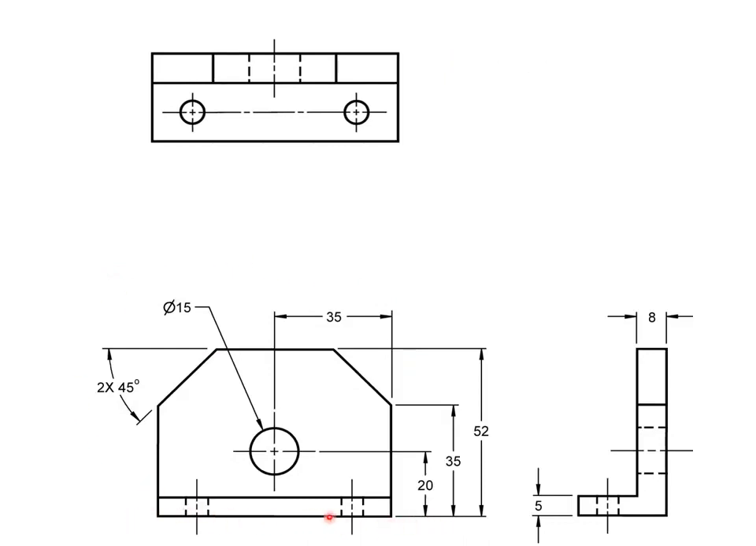So we have the base as a datum, so we're dimensioning bottom to top, bottom to top, bottom to top, and that's how we get 20, 35, 52. And we also have this dimension of 5, which looks better in the side view. So the dimension of 5 units, we could have placed it here with the other group, but it's not clear what this line is doing.